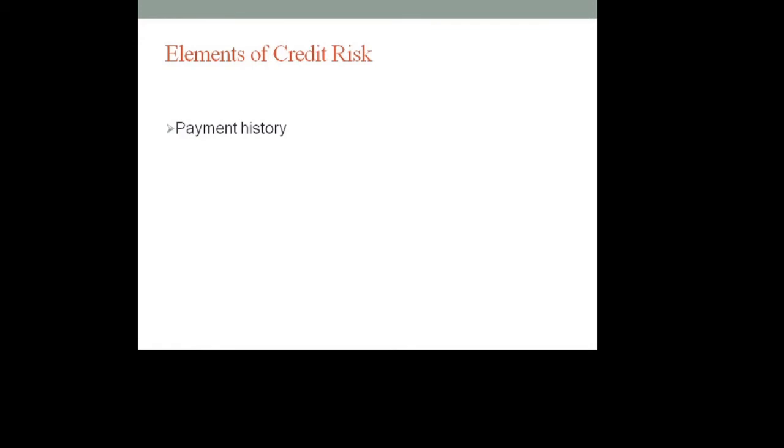The different elements of credit risk, as I have already told, are the factors that affect the credit rating and the credit score. The first factor we can say is the payment history. It's very important. Payment history means what is the history about the payment of an organization, whether the company has managed to pay its due payments on time or it has some default, that is payment history.